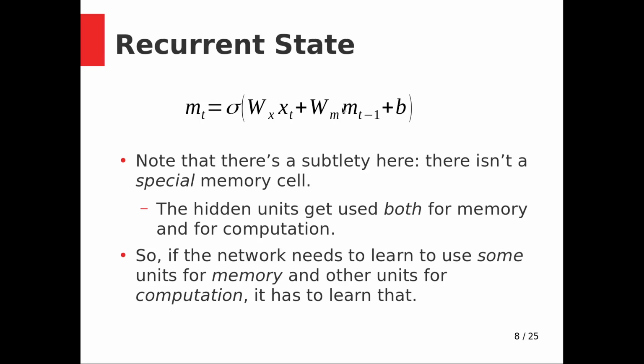So there's a catch here. Notice that there are not special memory cells. Some recurrent networks we could imagine could have, for example, the feed-forward unit and then a special memory cell, the memory unit being separate. That is not the case here. For this simple vanilla network, it just loops directly back to itself, with no special memory cell that is separate.